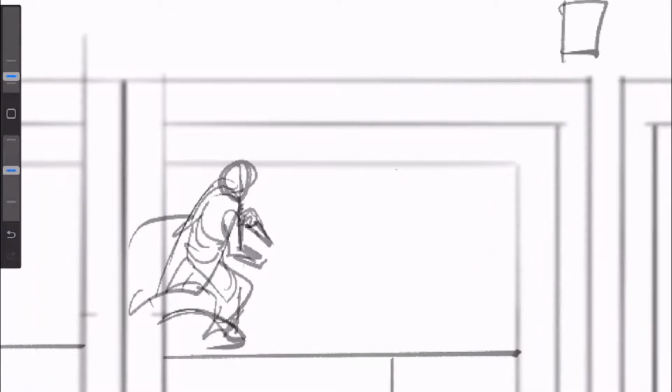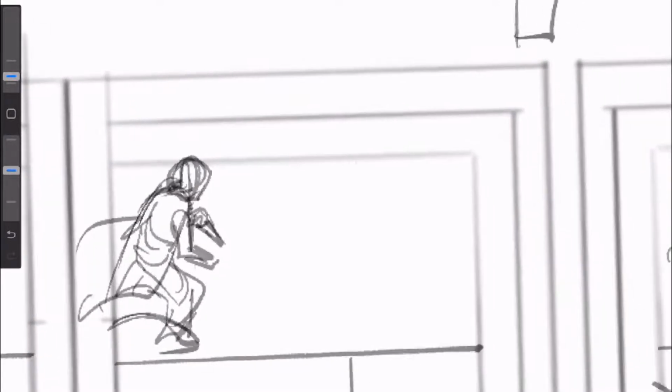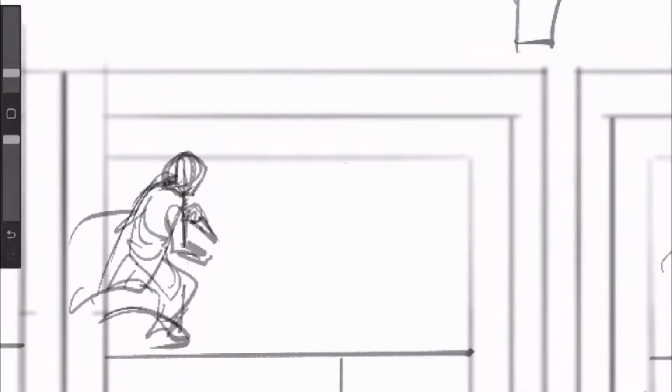Okay. Gotta get something there. Alright. And we're going to establish the ground plane.